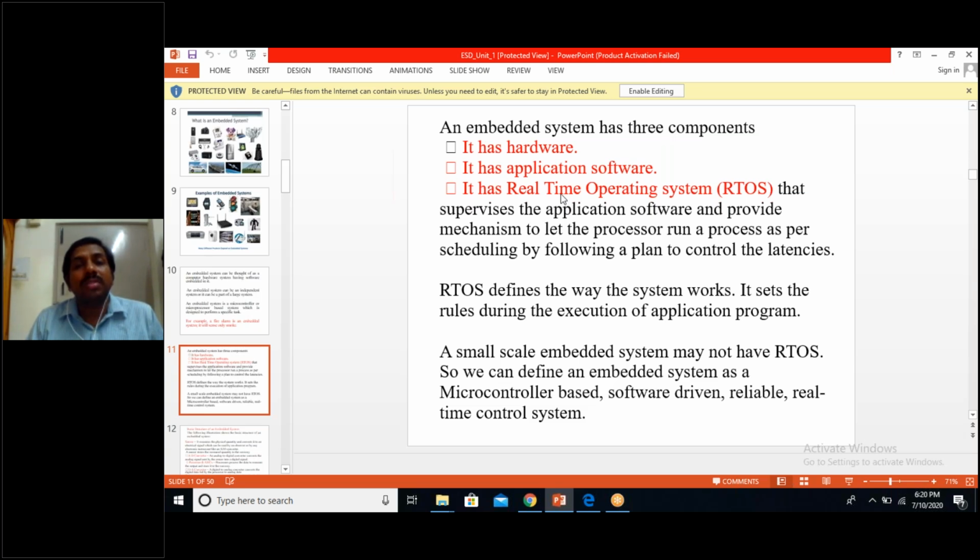So a small scale embedded system may not consist of this real-time operating system. All embedded system devices may not have this operating system. Some embedded systems, like our small scale embedded systems, will consist of only hardware and only application software. But some large embedded systems will consist of a real-time OS.